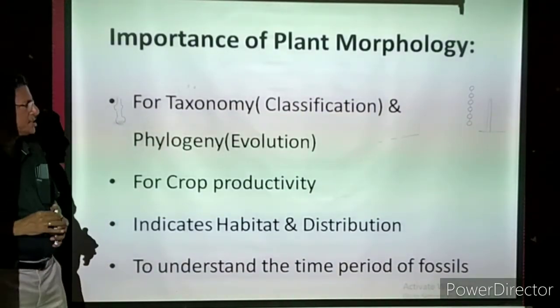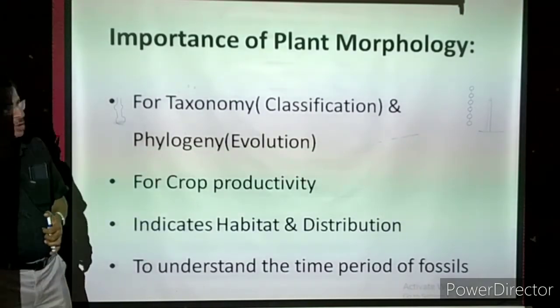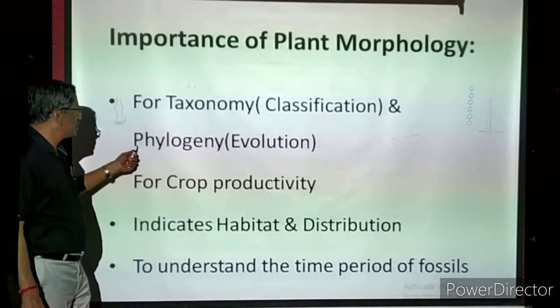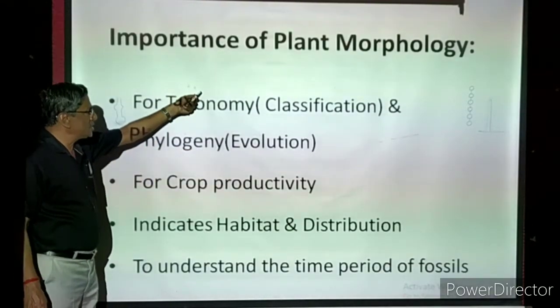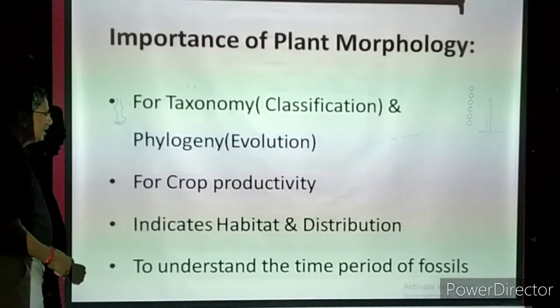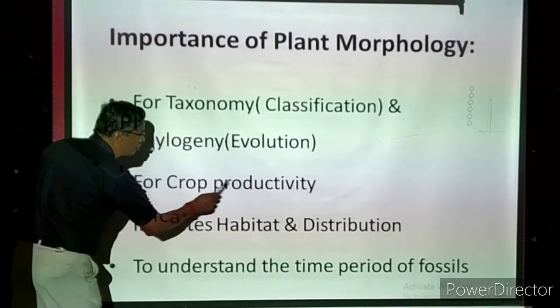Several millions of years before, how one group of living organisms evolved into another group, that is called evolution. The study of evolution is called phylogeny. So for taxonomy and phylogeny, plant morphology is very, very important. The next importance is for crop productivity.